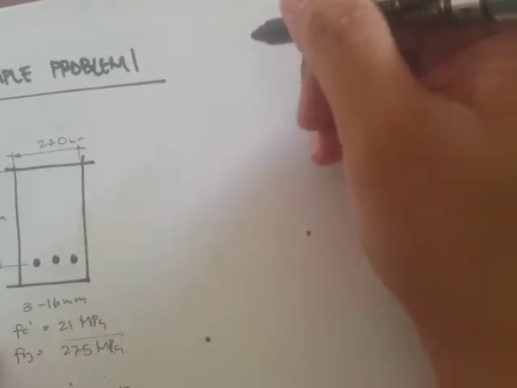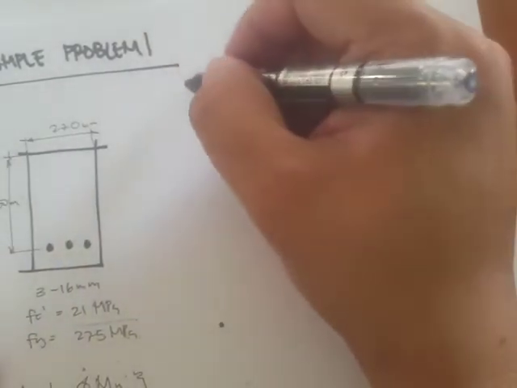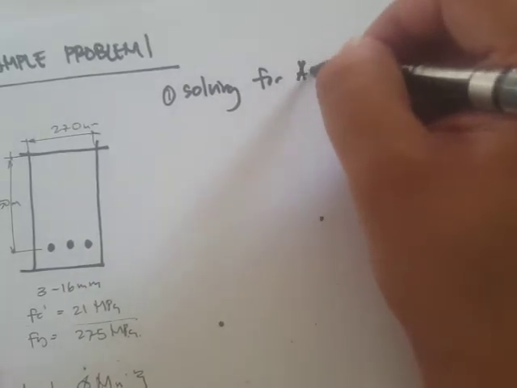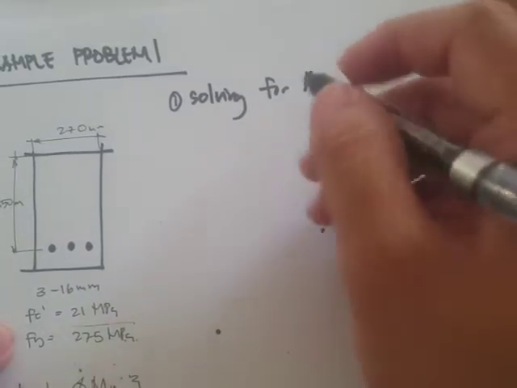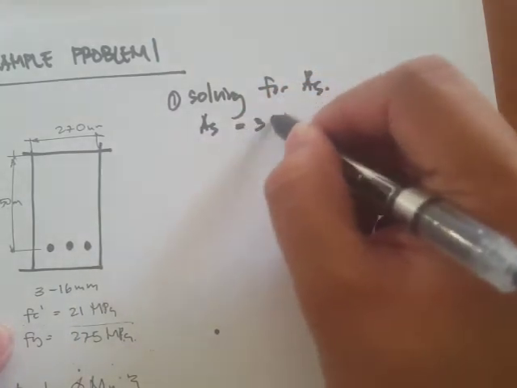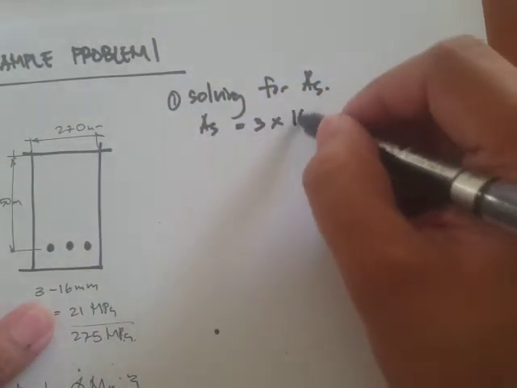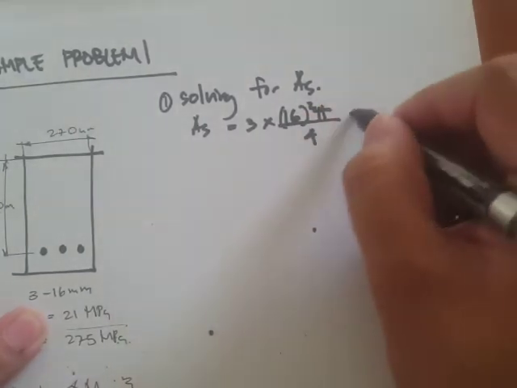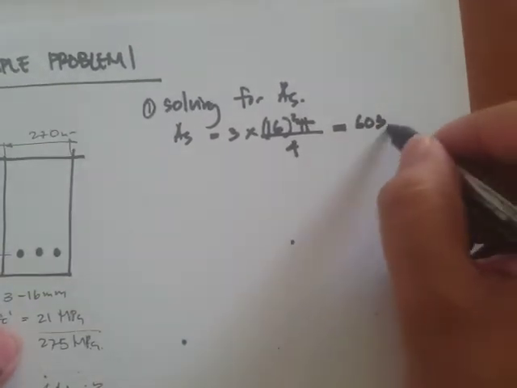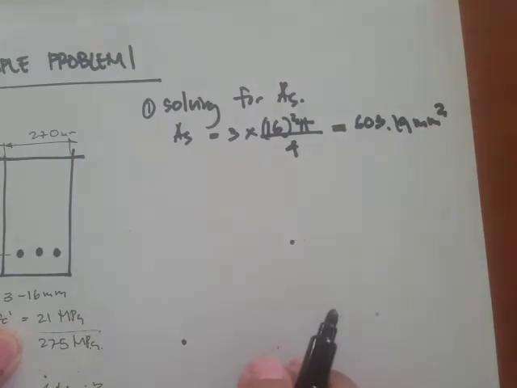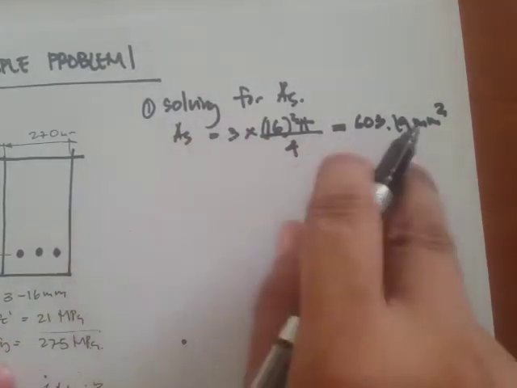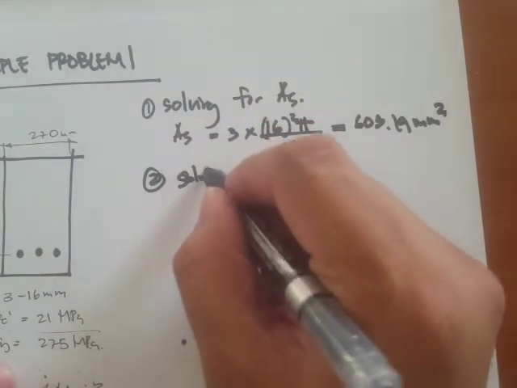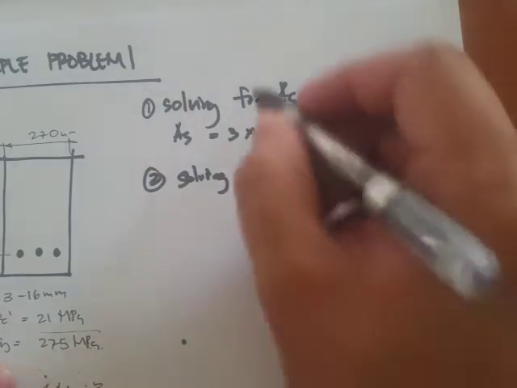Okay, so for now, let's solve this. We have 3-16 mm. Let's solve for As, meaning area of steel. So As is equal to 3 times, since we have 16 mm diameter rebar, 16 squared times pi all over 4, which is just equal to 603.19 mm squared. Now we have this As, then we can solve for a, that's the depth of stress block.